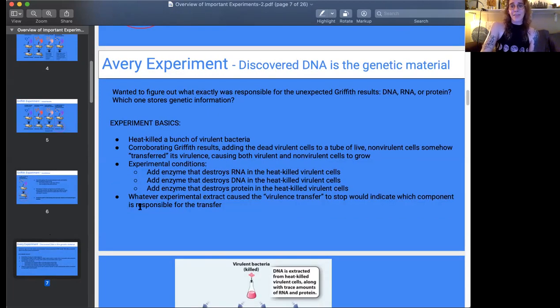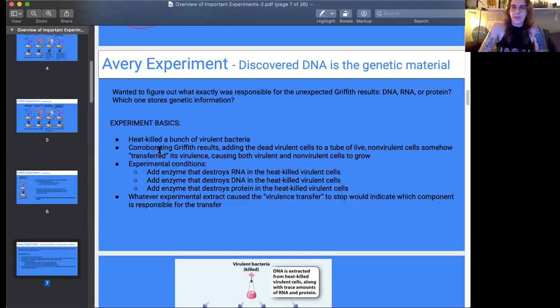All right, now here we have the Avery experiment, which was able to discover that DNA is the thing responsible for carrying the genetic information. It's designed to capitalize on the original results from Griffith's experiments and use them to further isolate what exactly is responsible for this transformation. We know that it happens based on Griffith's results, but now we need to figure out what the thing is that's being transferred.